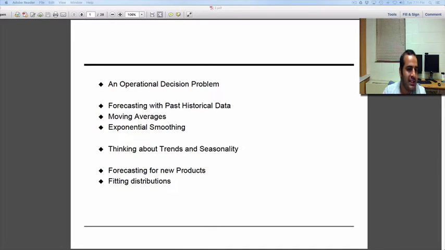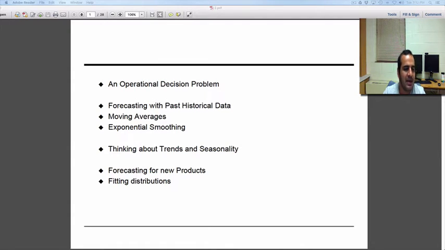We're focusing on descriptive statistics, and we're going to look at forecasting with past historical data. Moving averages, and exponential smoothing in the advanced slide, we'll do in the next video.